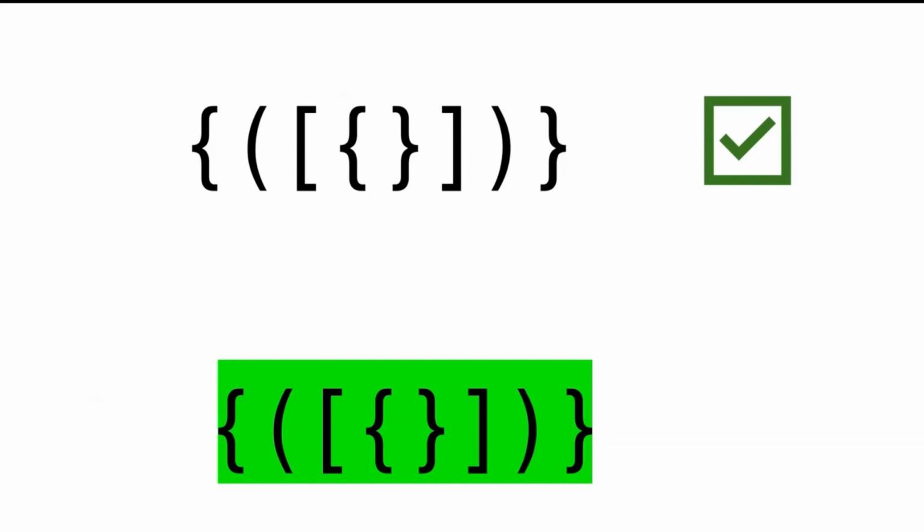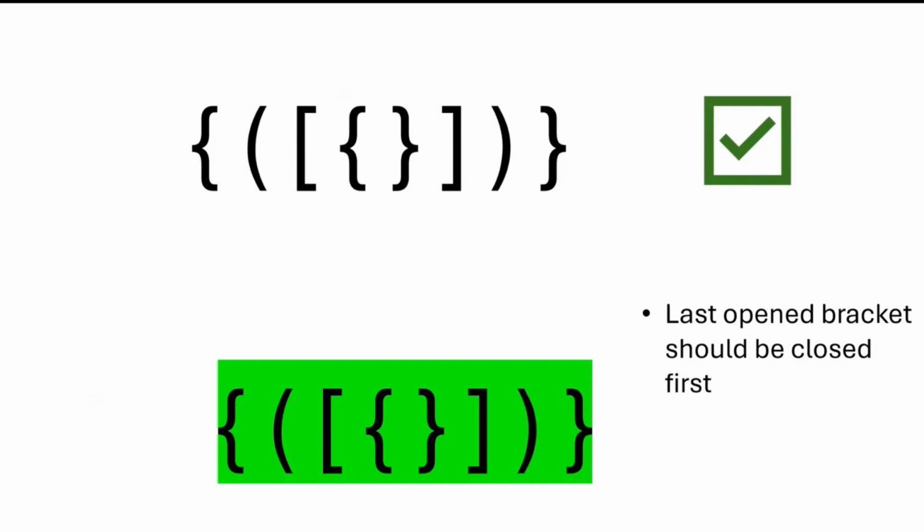So what did we observe here? The last open bracket should be closed first, right? Because the last open bracket, which is the curly bracket, was closed, and then the previous bracket, which was the square bracket, was closed. So the last open bracket should be closed first.